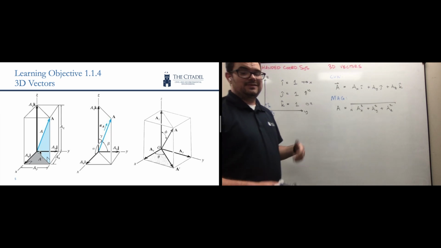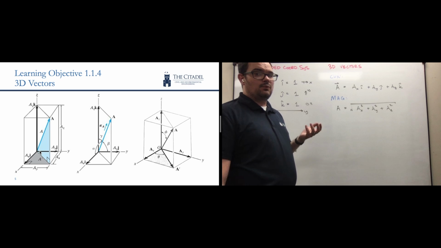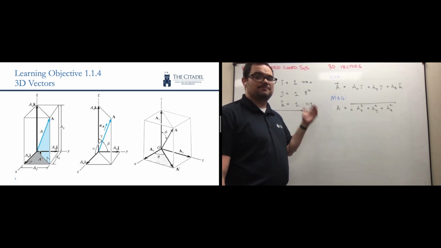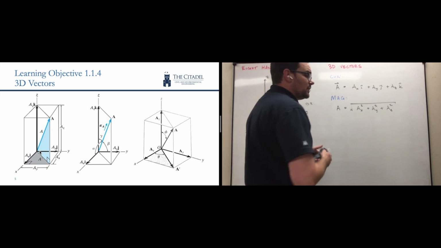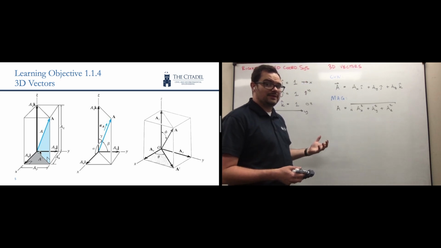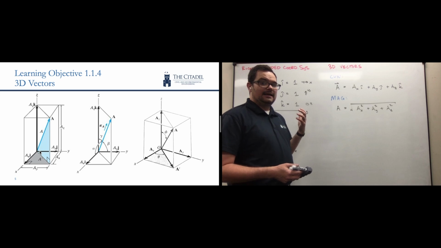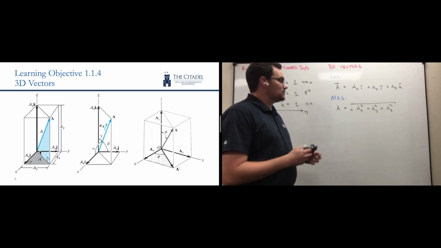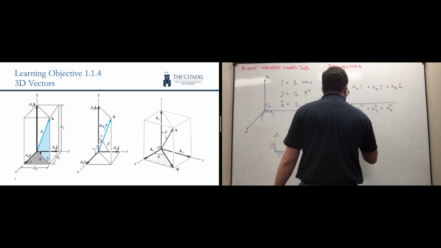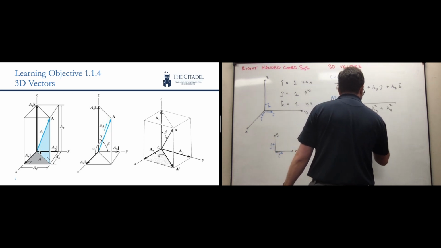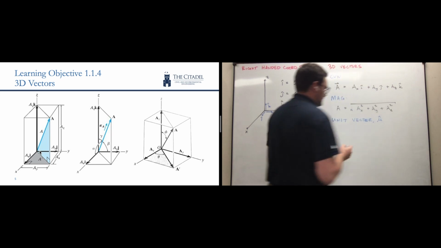If I have the magnitude, that's fantastic, but what I really want as well, every vector has both a magnitude and a direction. And so if I'm going to solve for the direction, it turns out there's a lot of ways that we can talk about that in 3D. The first way we're going to talk about is the unit vector. The unit vector. And we're going to use the symbol mu with a little hat.